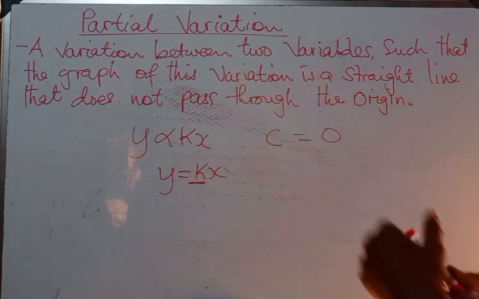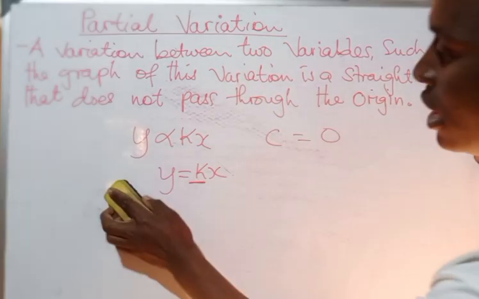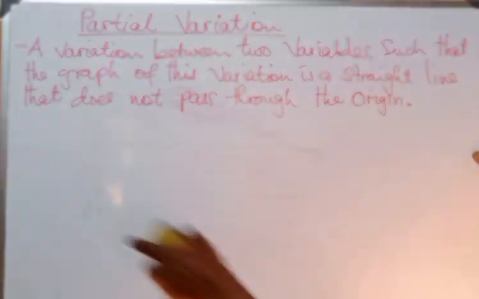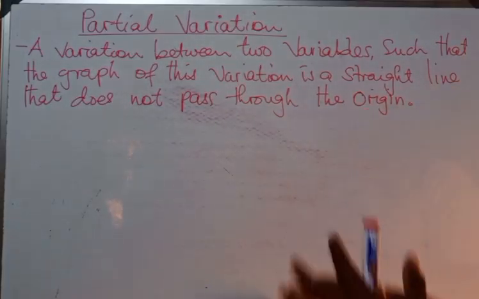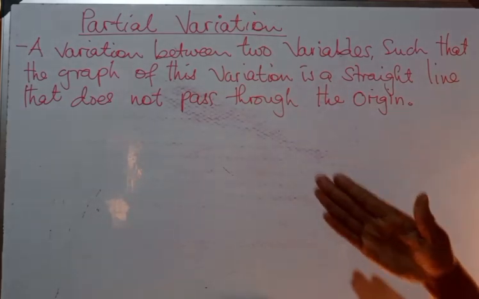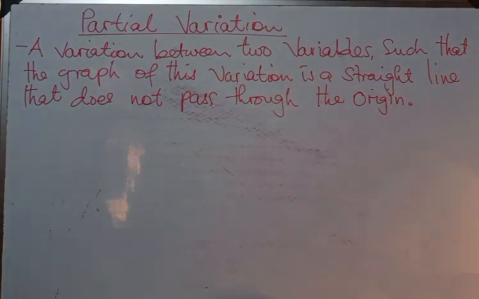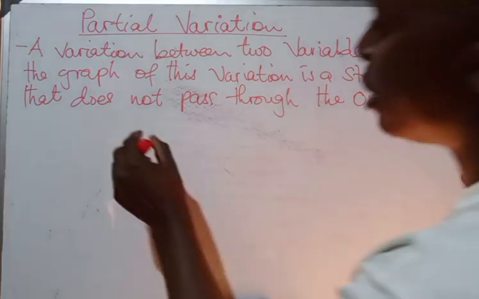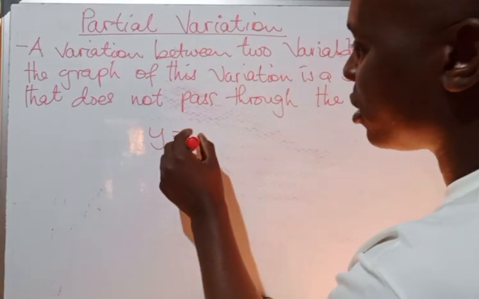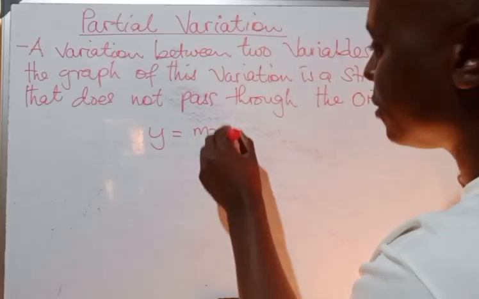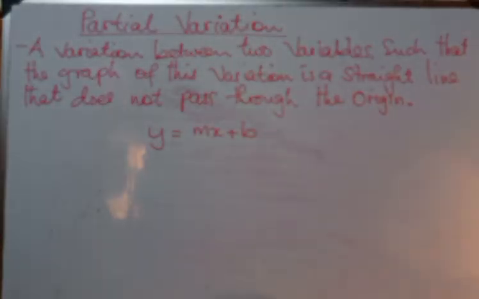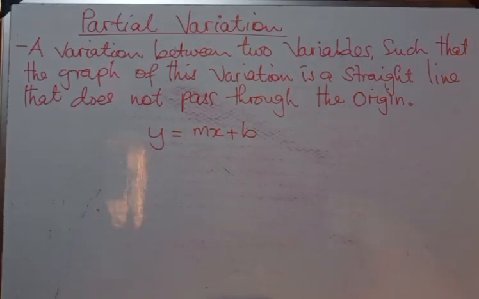Now, coming to this one, it is a variation in such a way that the graph of this variation is a straight line that does not pass through the origin. So if it does not pass through it means that it has the y-intercept. So in short, we can use the method for finding it. We are going to write it like this, where b is the y-intercept.